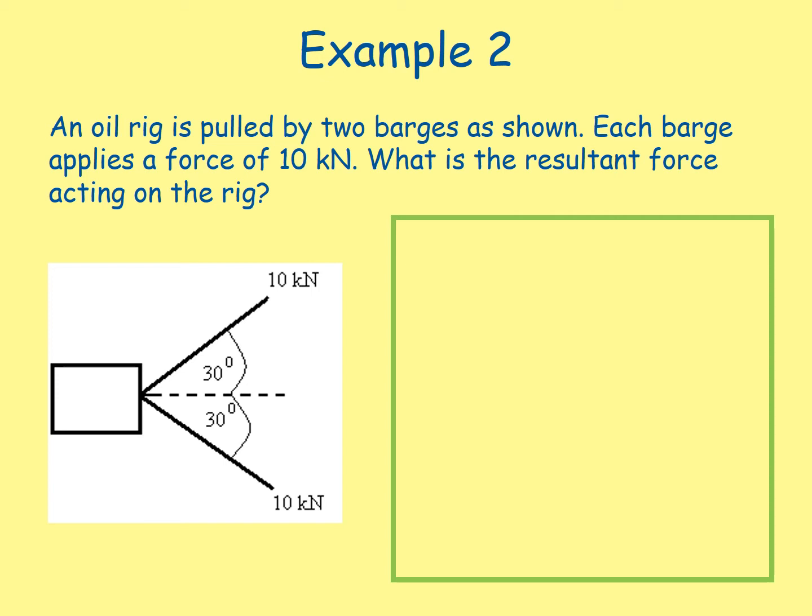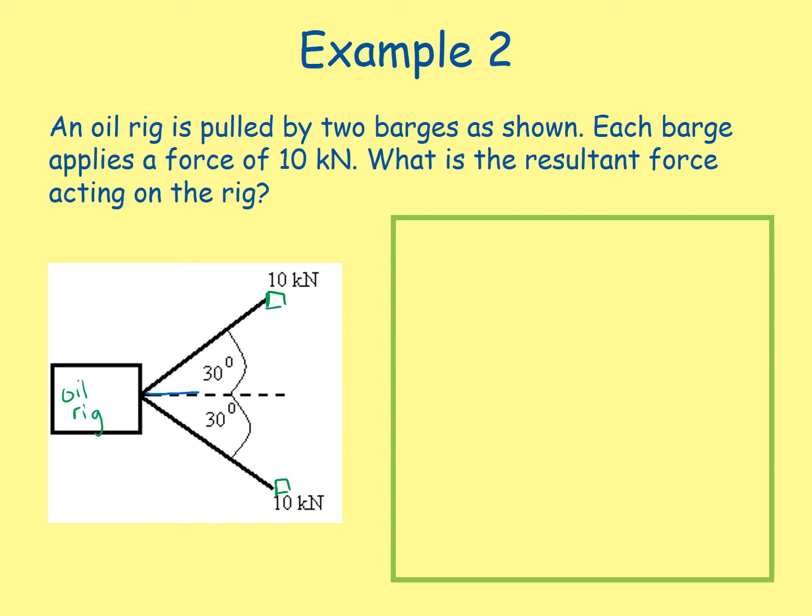We can see that if the oil rig is being pulled along, this must be the oil rig just here, and the two barges, one is just here and the other is just here. We can also see that the resultant force is going to be the horizontal component of one of these triangles here. I'll add in some wee lines to show the triangle.